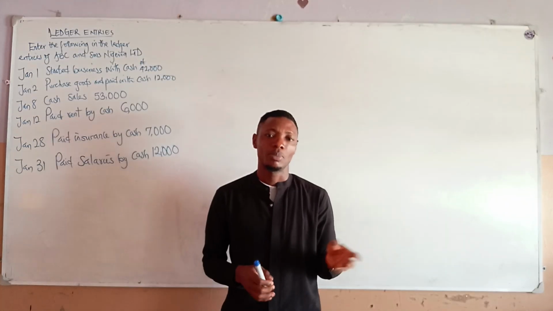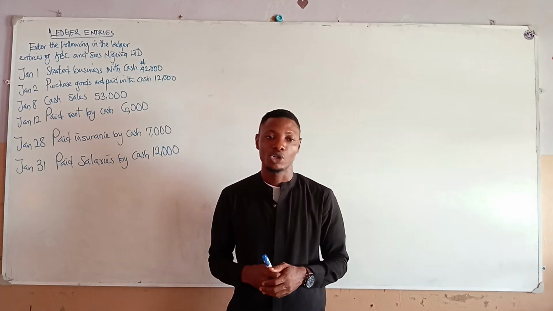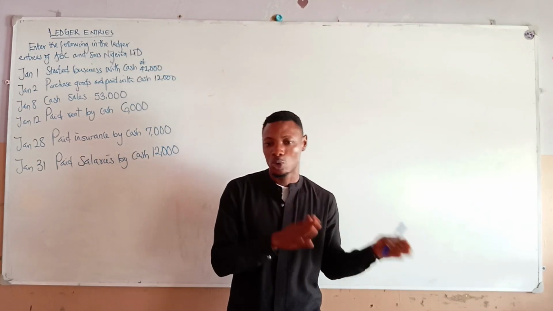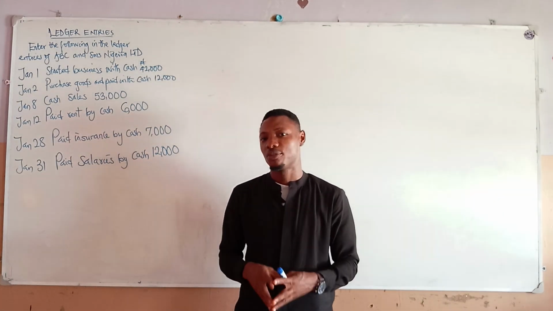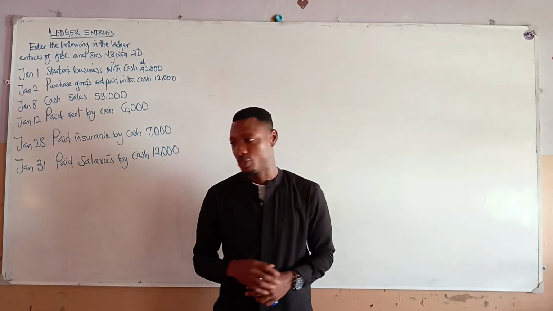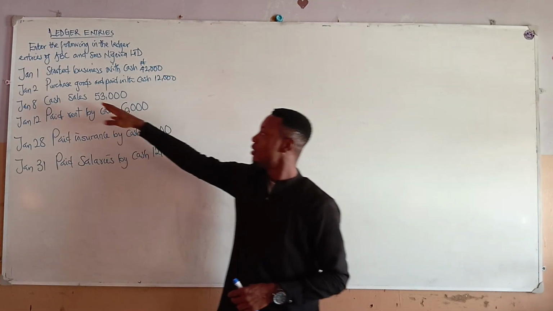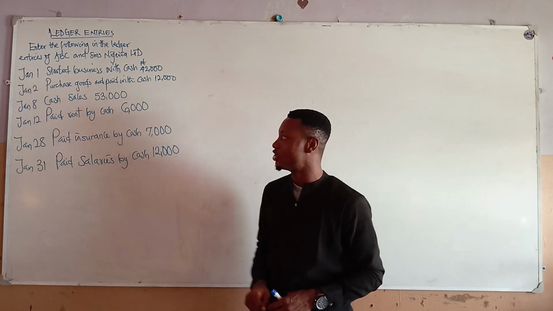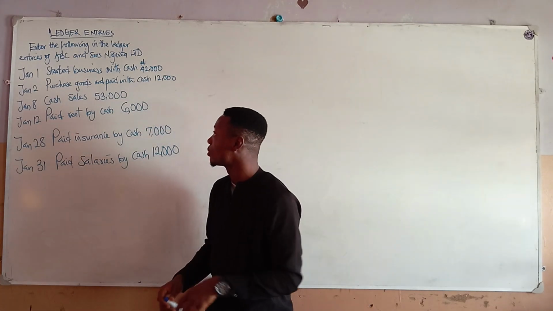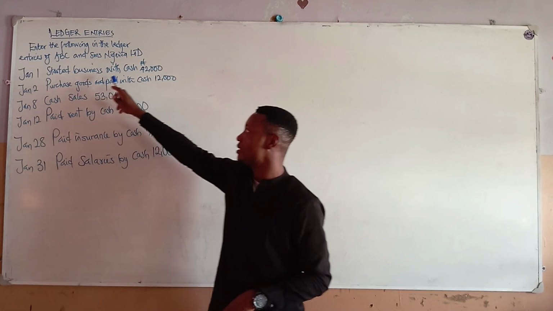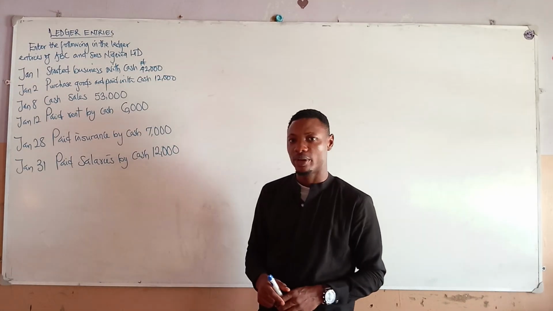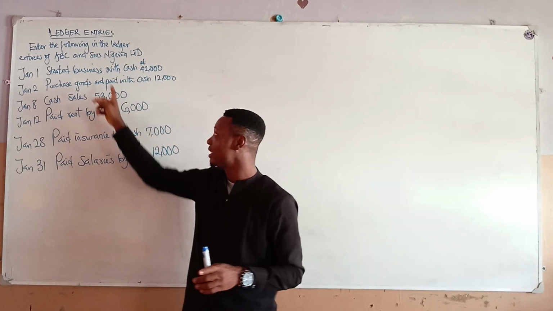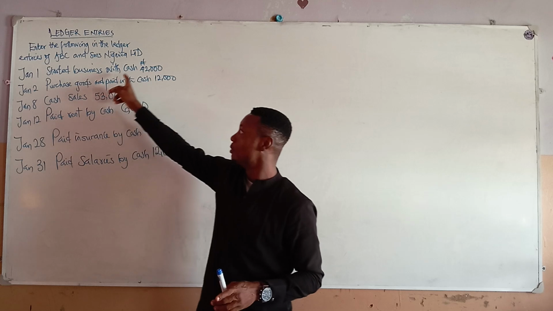We can also apply that principle in the income and expenditure account, in which every income goes to the debit side and every expenditure goes to the credit side. But today we are focusing just on the ledger entries. Now, looking at this, we have: enter the following in the ledger entries of ABC and Sons Nigeria Limited. January 1st, started business with cash, 42,000 naira. Now, we have two transactions that are recorded inside this particular line.